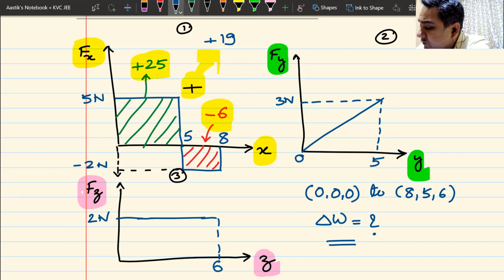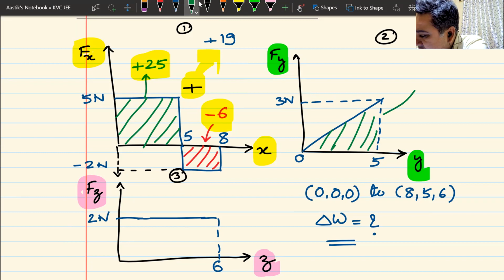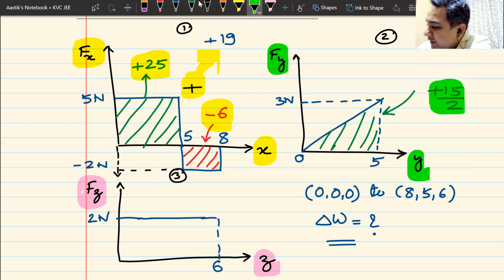I move on to the next one and I just find the area of this one. This is simply a triangle, half base into height. Half is half. Base is 5. Height is 3. 15 by 2. So the answer is plus 15 by 2. There is no negative area. So this is the only answer. The first answer is plus 19. The second answer is plus 15 by 2.